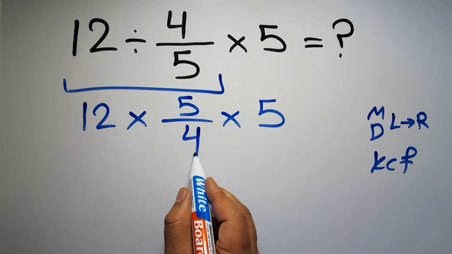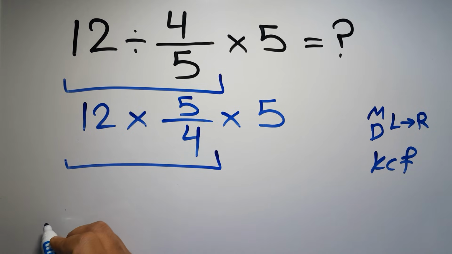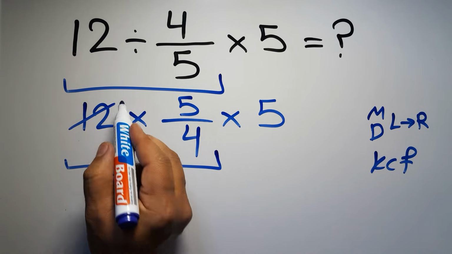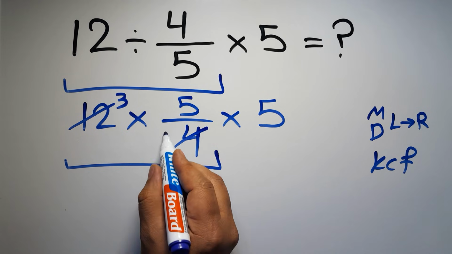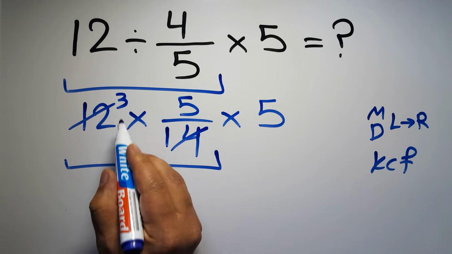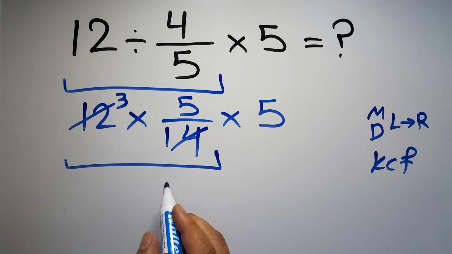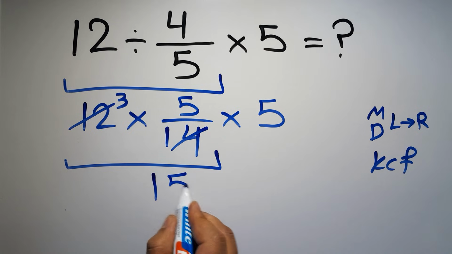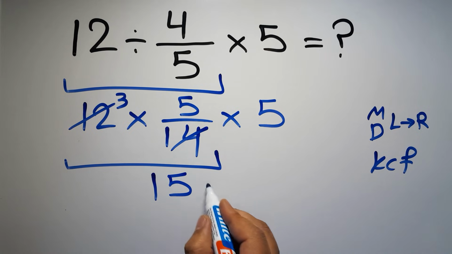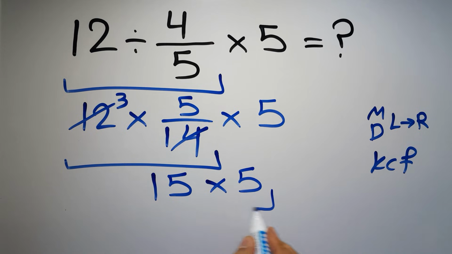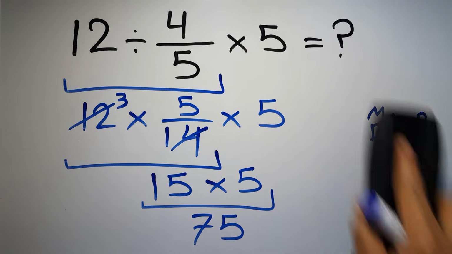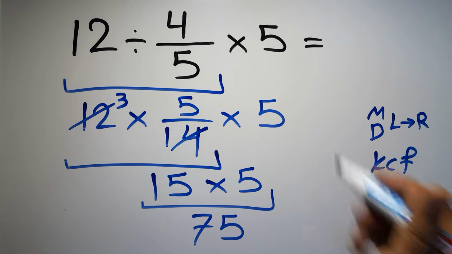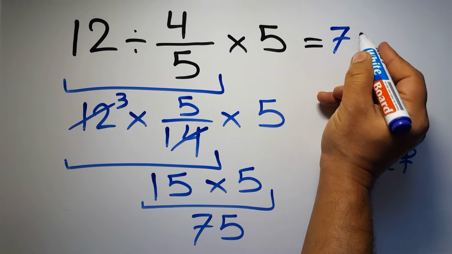First we do this multiplication. 12 times 5 over 4. 12 divided by 4 gives us 3. And 4 divided by 4 is just 1. So here we have 3 times 5, which equals 15. So 15 times 5, which gives us 75. And this is our final answer to this problem. The correct answer is 75.